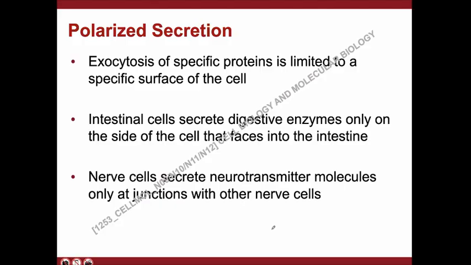And lastly, we have the polarized secretion. And in many cases, the exocytosis of specific proteins is limited to a specific surface of the cell. This is what polarized secretion is. And this is observed in intestinal cells that secrete digestive enzymes only on the side of the cell that faces into the intestine. This is also observed in nerve cells which secrete neurotransmitter molecules only at junctions with other nerve cells.